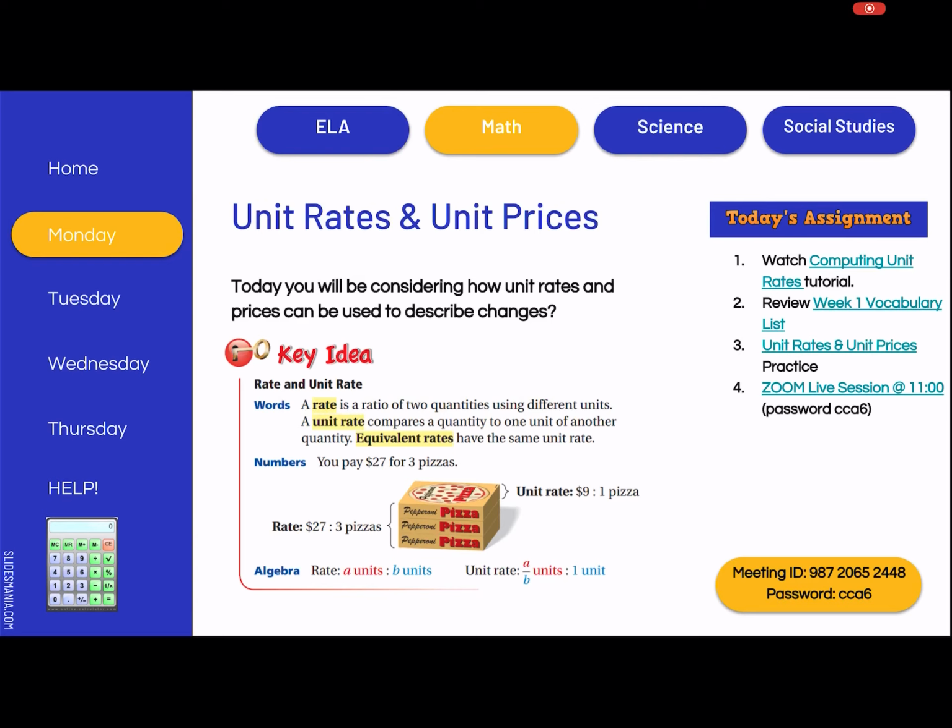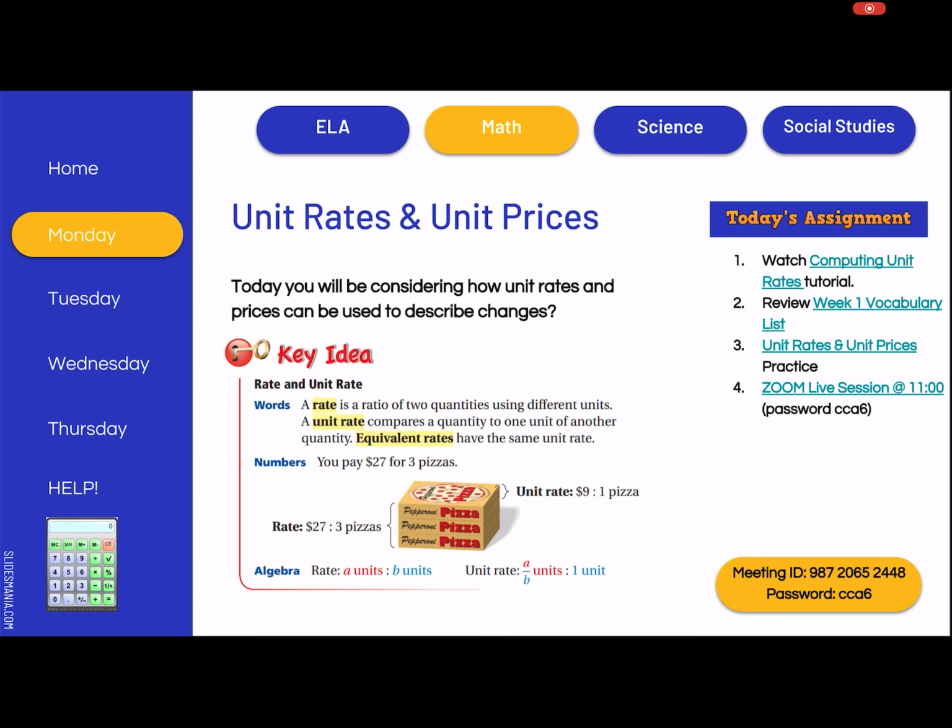This week, we're going to be talking about unit rates and unit prices. They can seem very similar, but there are some differences. Hopefully, you all were able to yesterday look at the things that I wanted you to view. One of those things was our week one vocabulary list.